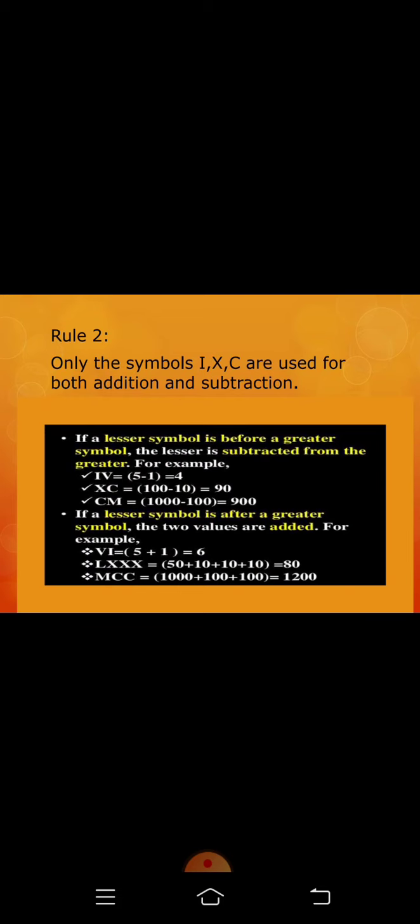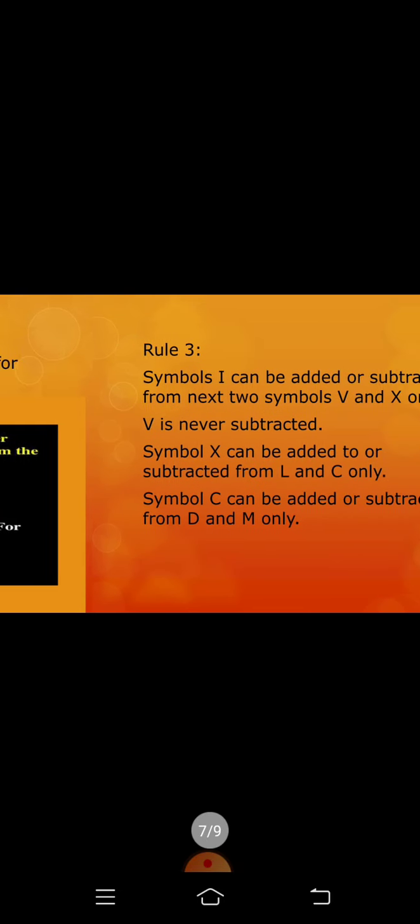If a lesser symbol is after a greater symbol, the two values are added, like VI. That means the bigger symbol is 5 and the smaller symbol is 1. So it becomes 6. As follows.